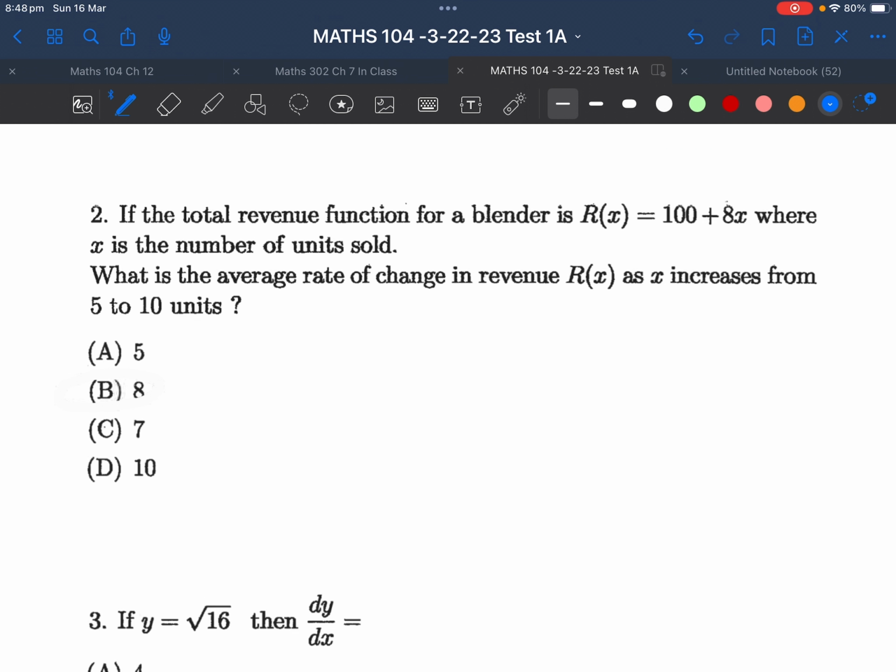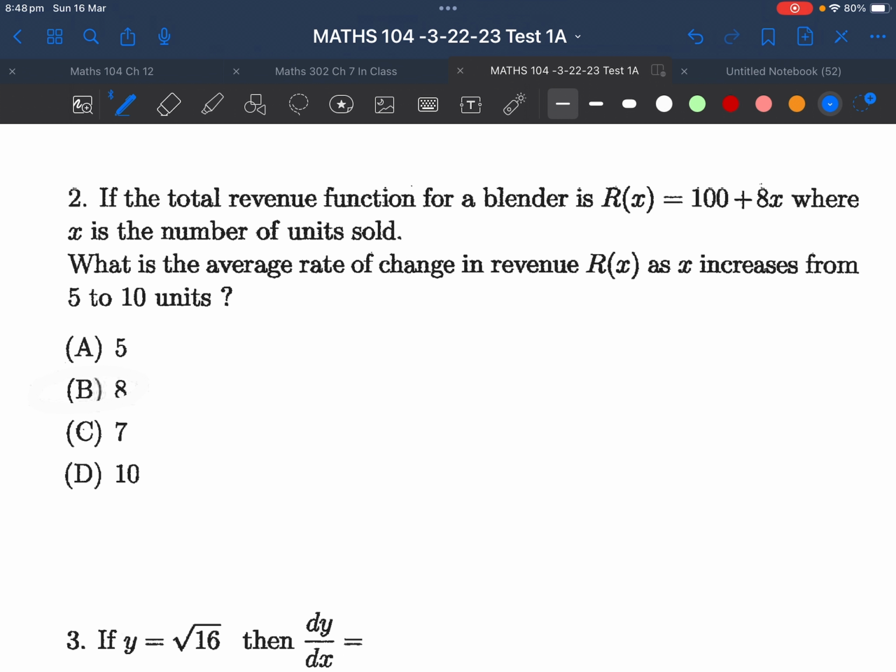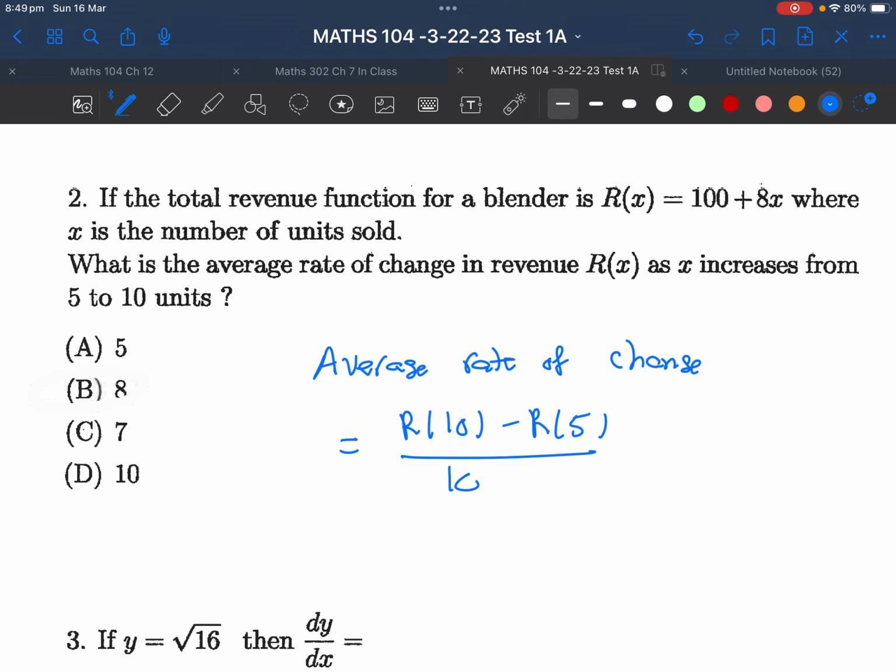Second question, we have a total revenue for a blender given by this formula. What is the average rate of change when R of x increases from 5 units to 10 units? Well, we have a formula for that, for the average rate of change. So what is average rate of change? It will be equal R of 10 minus R of 5 divided by 10 minus 5. That's the average rate formula. It is R of b minus R of a divided by b minus a. Of course, 10 minus 5, this is 5.